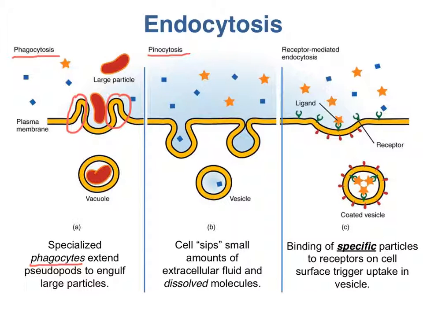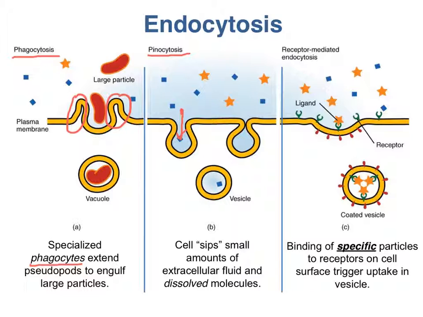Pinocytosis you can think of as being cell sipping. Phagocytosis is cell eating, taking in large particles. Pinocytosis is cell drinking, cell sipping in smaller particles. And in pinocytosis, it's a routine process for most of the cells of your body. Cells just taking in little segments of the dissolved fluid around the cell, so extracellular fluid and any molecules dissolved in it, and breaking them off into smaller vesicles.